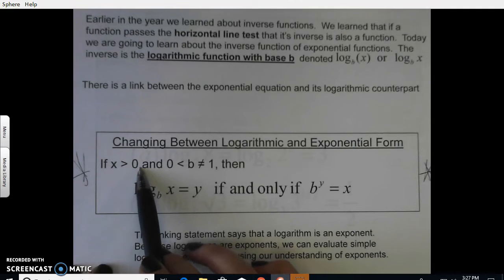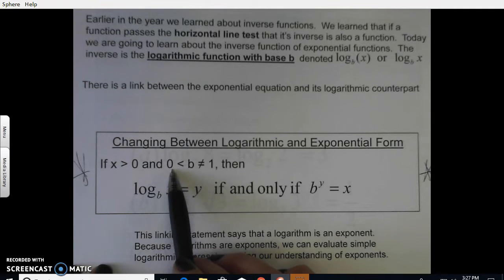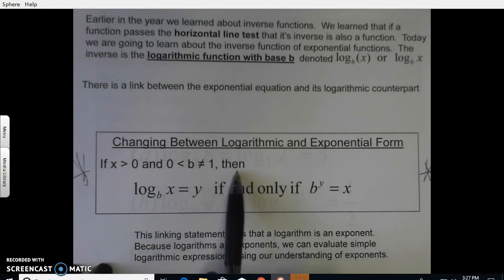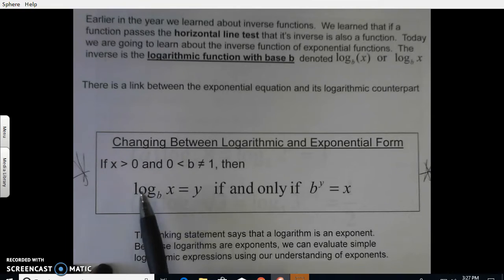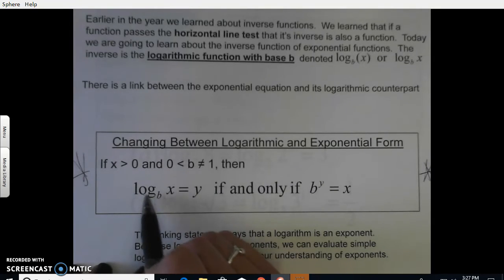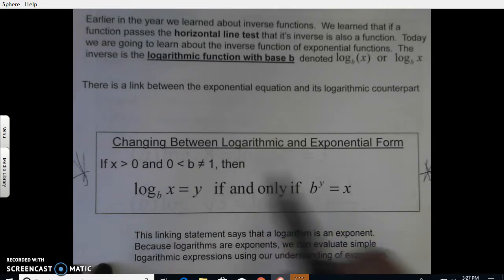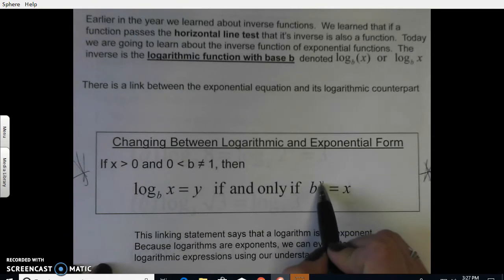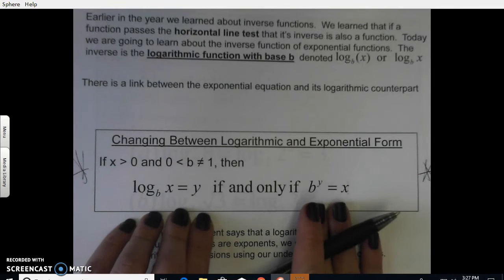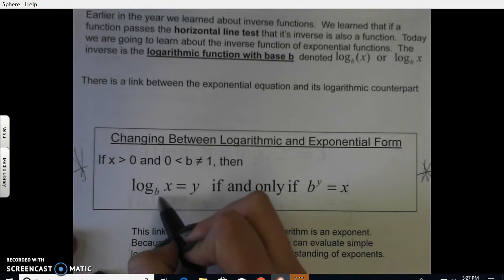So if x is greater than 0 and 0 is less than b, where b does not equal 1, then log base b of x is equal to y if and only if b to the y power is equal to x. Let me say it one more time. Log base b of x is equal to y if and only if b to the y power is equal to x. So the relationship between these two equations is going to be the most important.